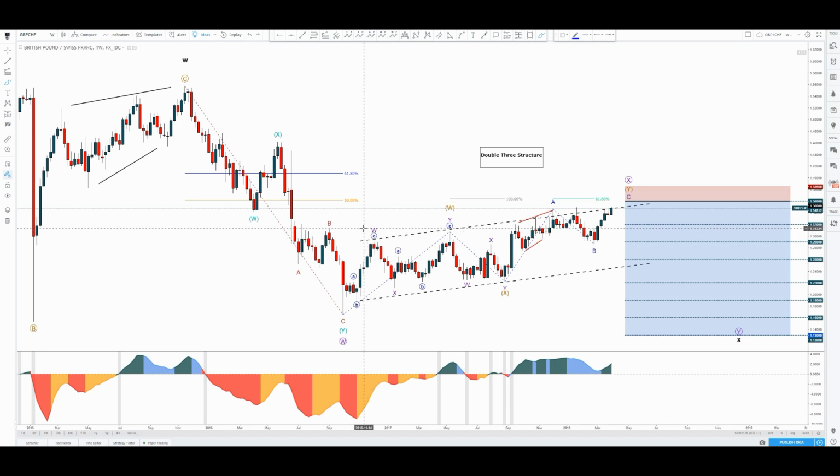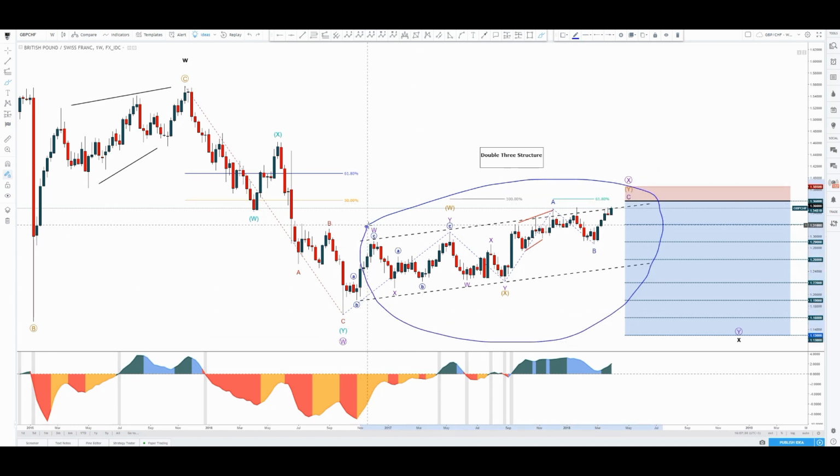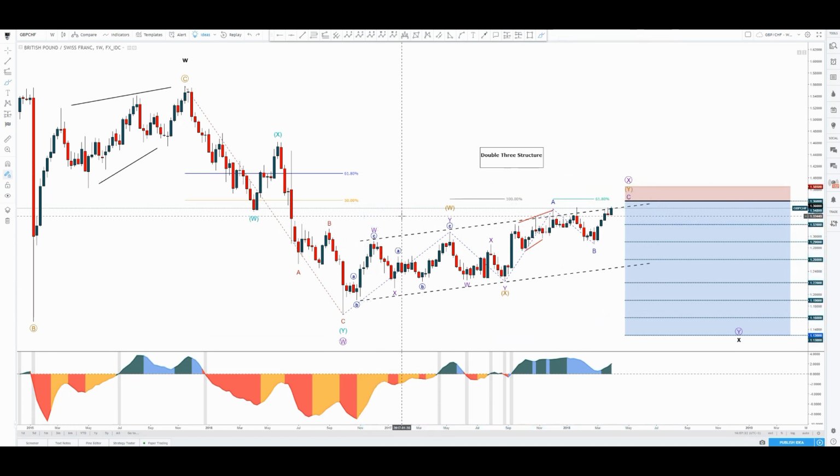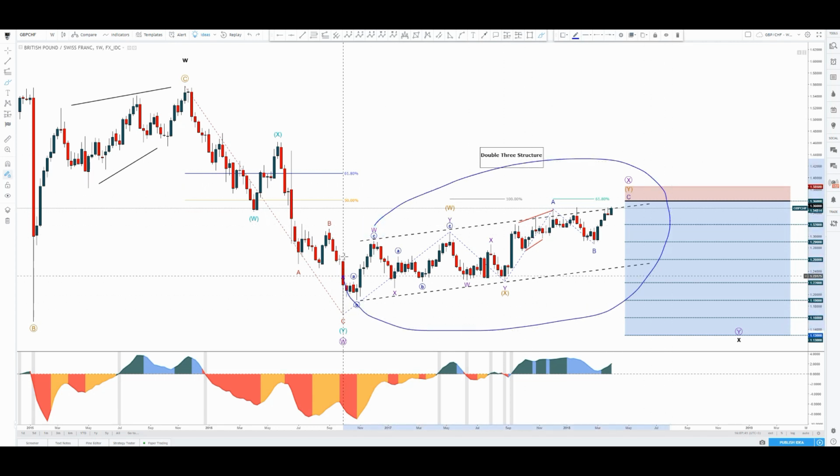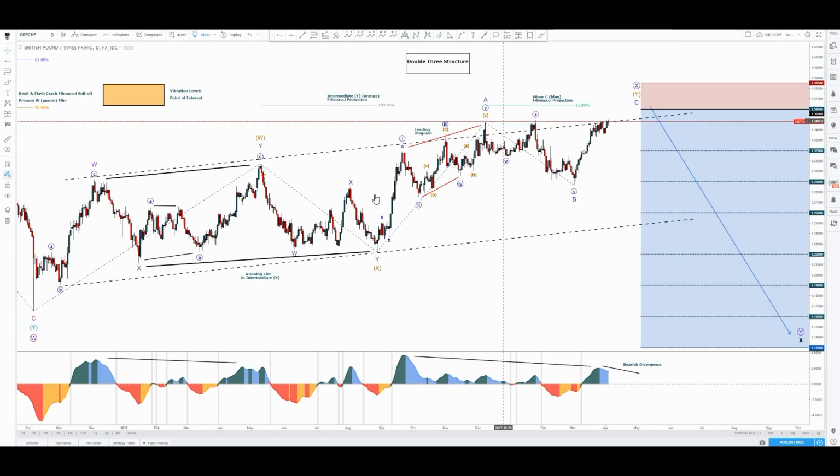The only thing that I would like to point out is that this pretty much looks like a corrective structure, and some would call it a bear flag. This is indeed a weekly chart, so I'm going to zoom in and examine this piece with you.